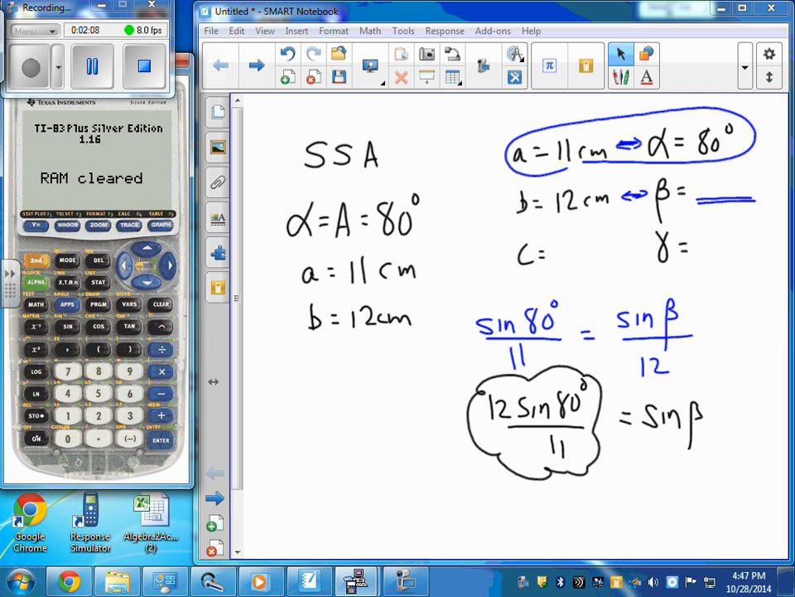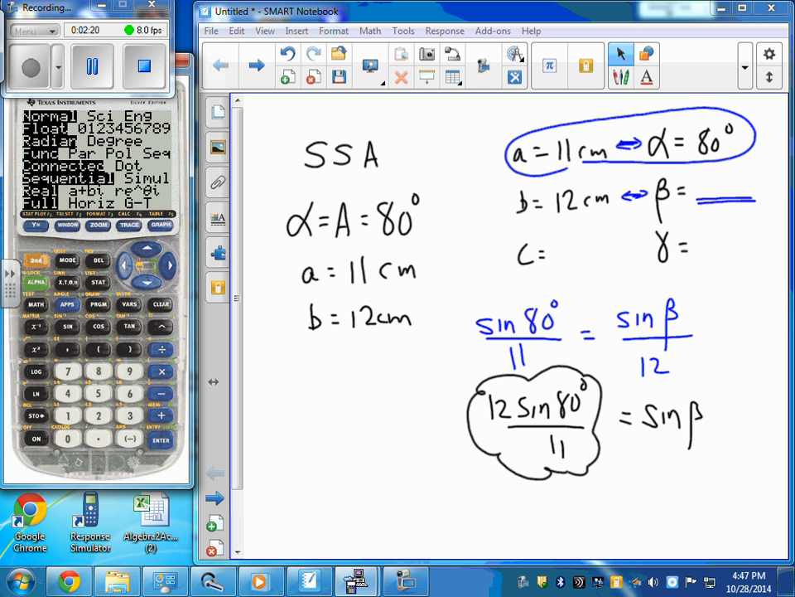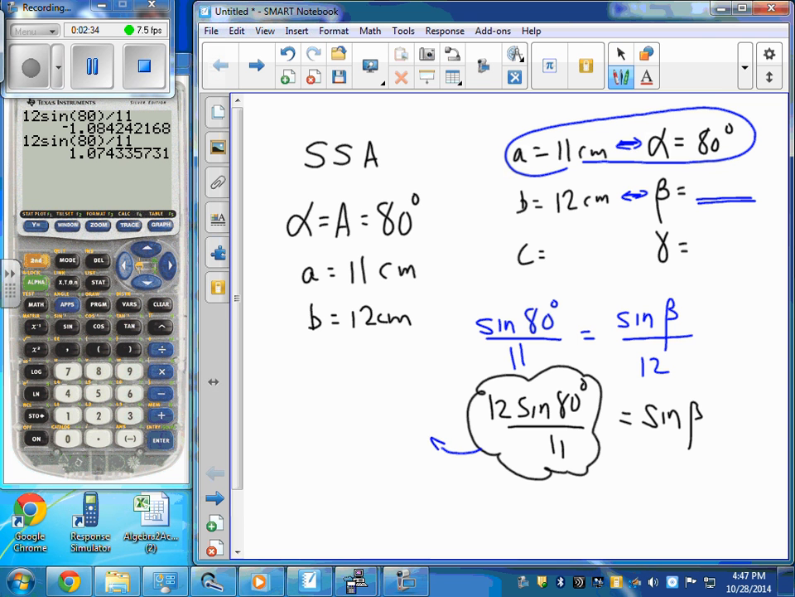My calculator says 12 times sine of 80 divided by 11 is equal to a number greater than 1. Let me punch this in one more time. Okay, 12 times the sine of 80 divided by 11. My calculator says this is approximately 1.074.